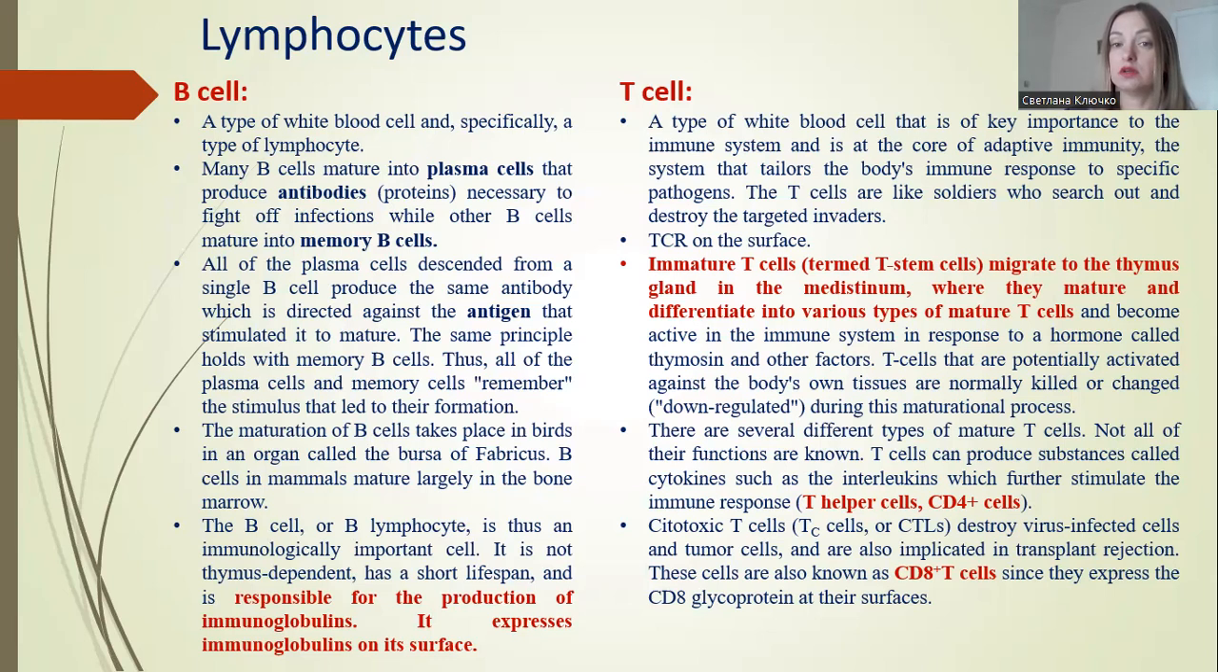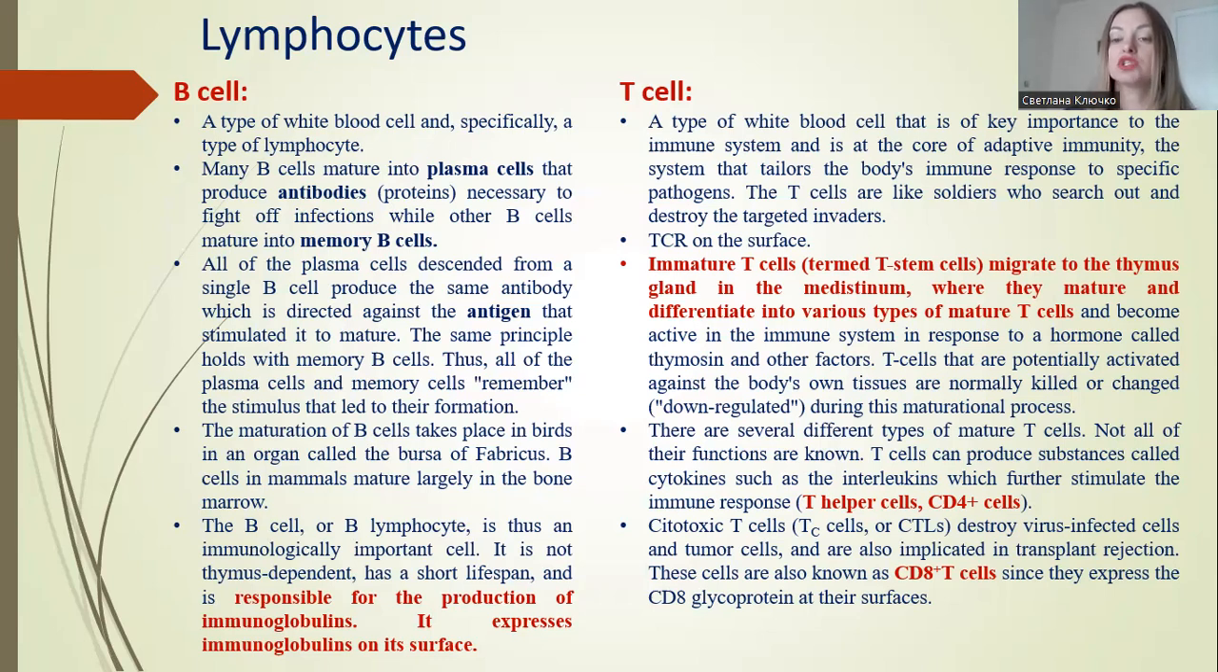Compare with the T cell. T cell is also a type of white blood cell that is of key importance to the immune system and is the core of adaptive immunity, the system that tailors the body's immune response to a specific pathogen. T cells are like soldiers who search out and destroy the targeted invaders. They have TCR on the surface, the T cell receptor. This receptor is formed in the thymus.